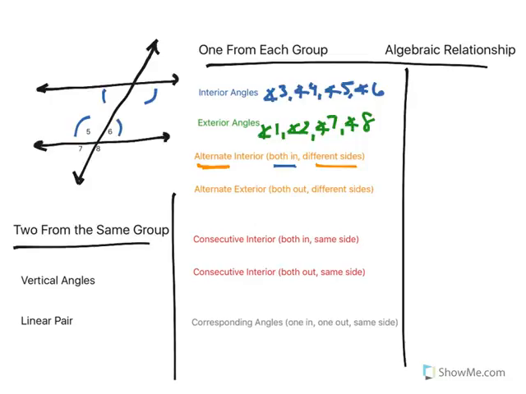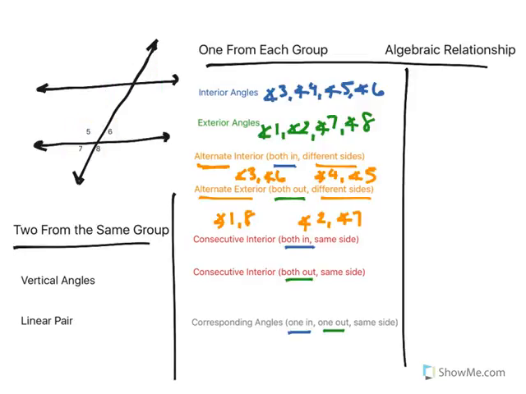You change. So alternate exterior angles now are angles that are both exterior angles, but they're on different sides of the transversal. So 1 is an alternate exterior angle of 8, and 2 is an alternate exterior angle of 7.